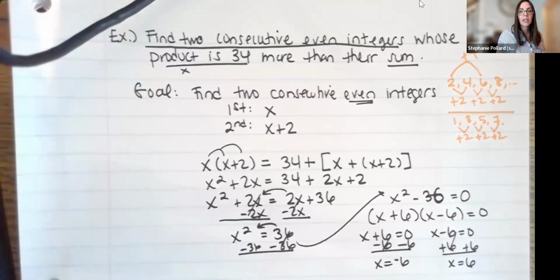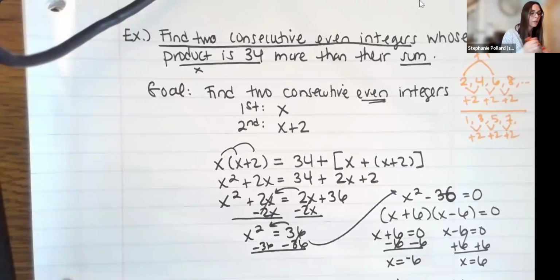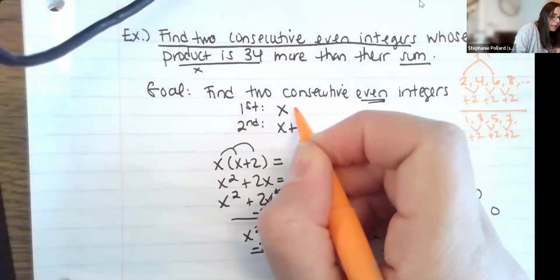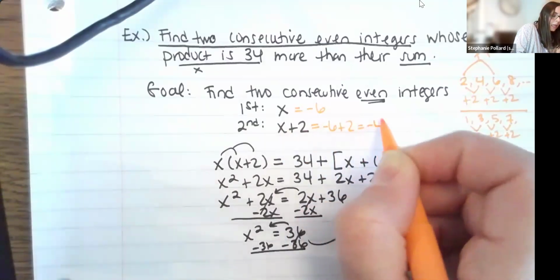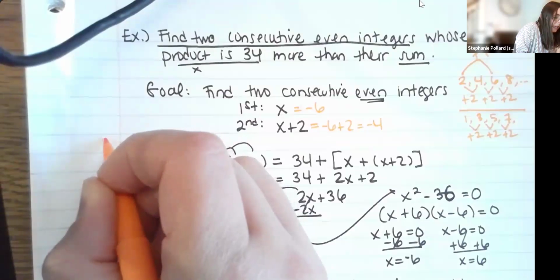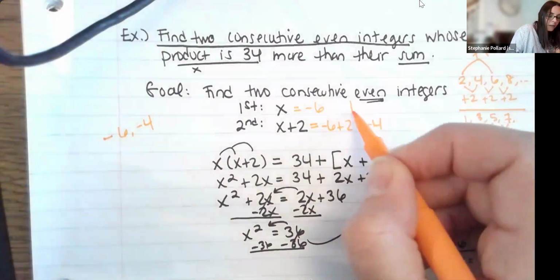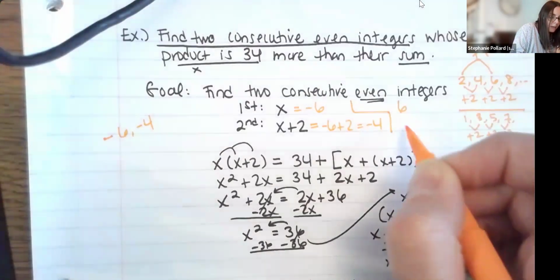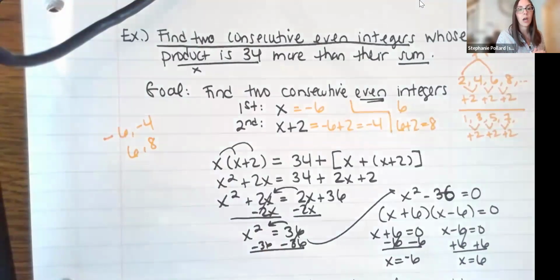Now, again, this is one that I do want to just double check and make sure that everything works. Keep in mind that I had 2 consecutive even integers. So it's not that -6 and 6 are my 2 answers. For instance, if the first one is -6, then the next one becomes -6 plus 2, which is -4. So one combination would be -6 and -4. Or if my first one was +6, then I would do 6 plus 2, which is 8. So 6 and 8 are another potential combination here.